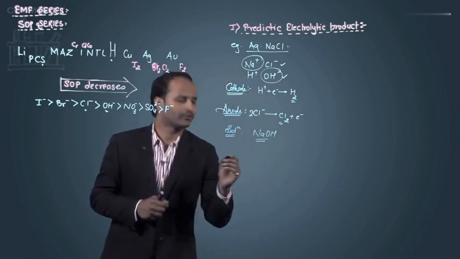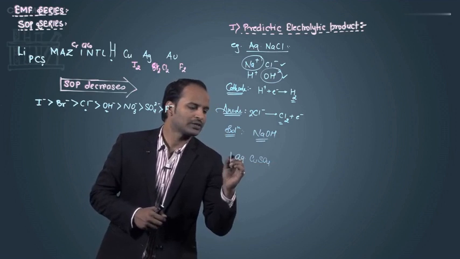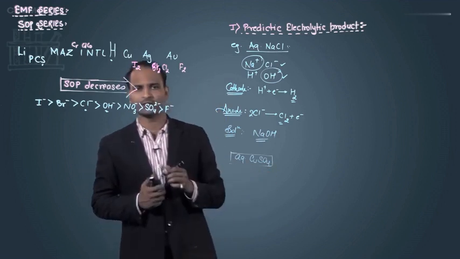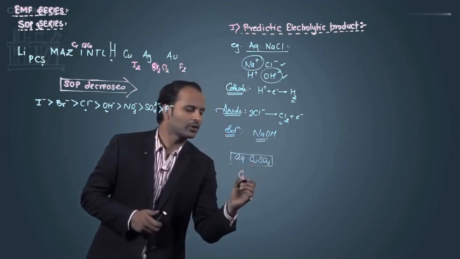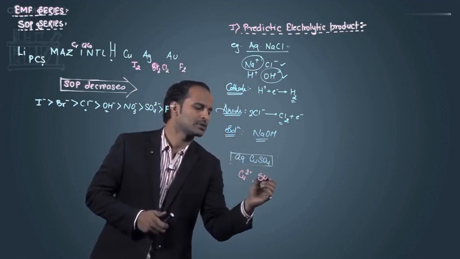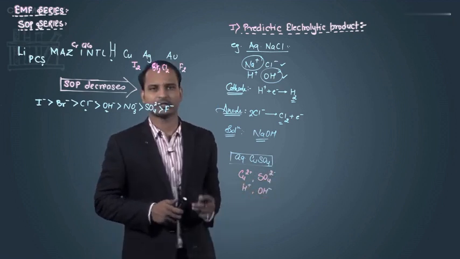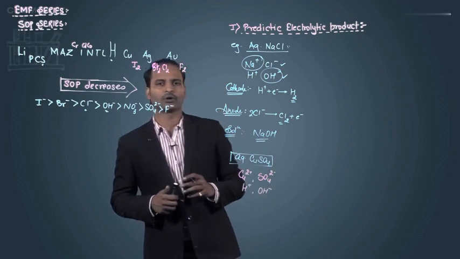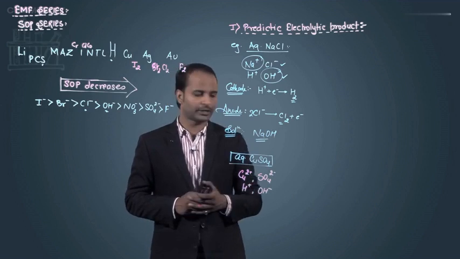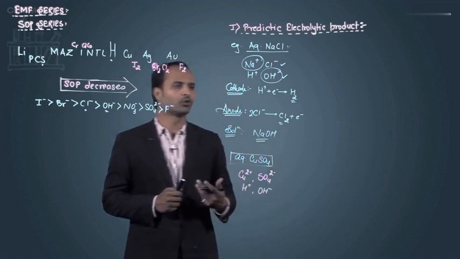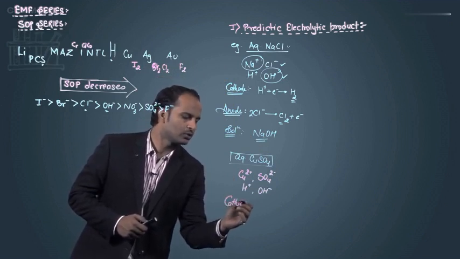Let's see the second example. Suppose I have aqueous copper sulfate, and we have to predict the products here. First decide which ions are present. Here the ions will be copper ion, sulfate ion, H plus ion and OH minus ion. Now from these 4 ions, which will have more tendency to oxidize or reduce? So let's see the reaction taking place on the cathode.